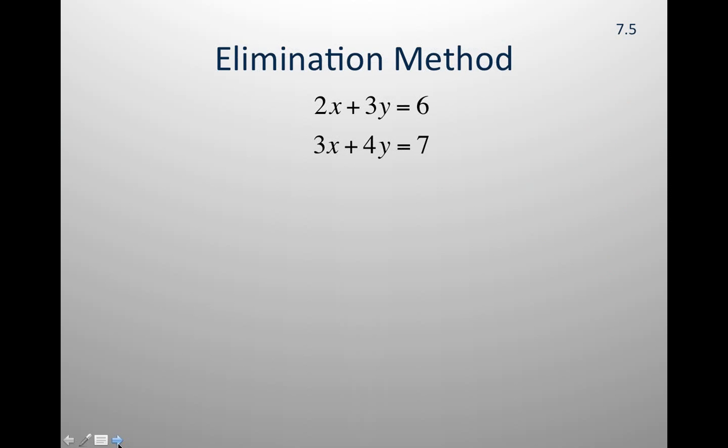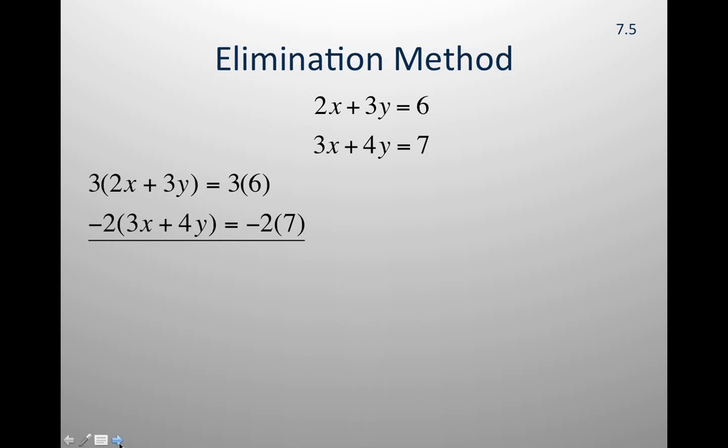Okay, so here's another problem here. All right, so in this problem right here, we can choose to get rid of the x's or the y's. Okay, in this case, we're going to get rid of the x's by multiplying the top by 3 and the bottom by negative 2, so that we can come up with positive 6x and negative 6x. Okay, and so it's going to create these new equations here.